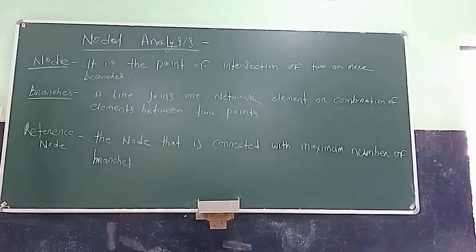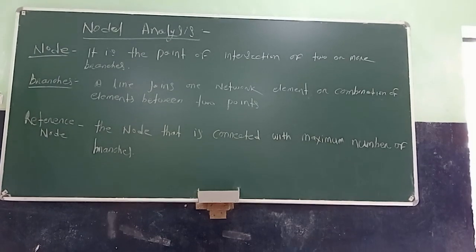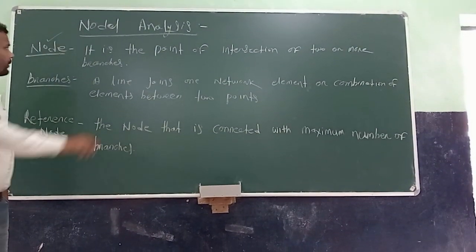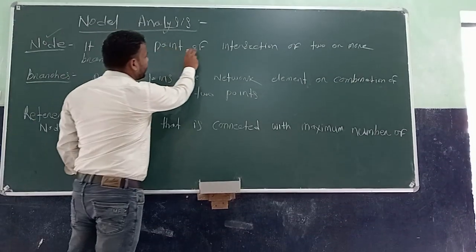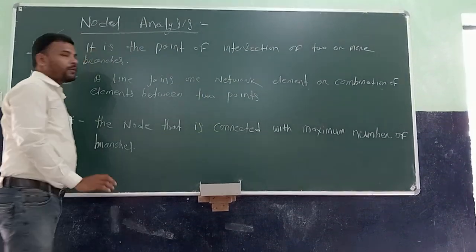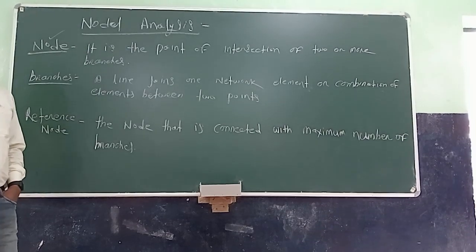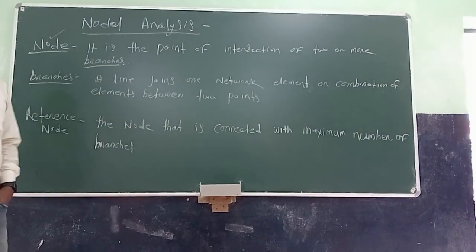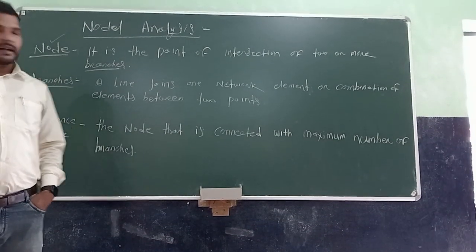Nodal analysis. First, we will see node. A node is the point of intersection of two or more branches. Next, one word comes: branches. We have to know what a branch is.